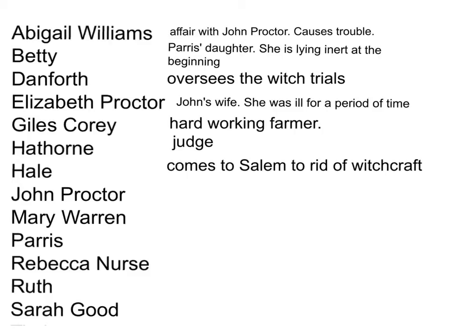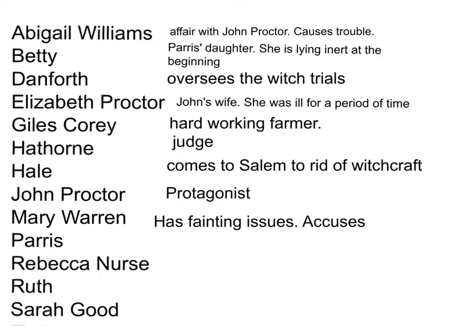John Proctor, our protagonist. We know he has the affair with Abigail. I wouldn't describe him as a good person, but the story certainly wants us to sympathize with him. Mary Warren, we know she's the one who has fainting issues. I don't know how else to describe that. She can faint, then she can't. When she's put on the spot, she can't. She accuses John Proctor later on of being a witch. She made the poppet for Elizabeth, which we know gets her in a lot of trouble.